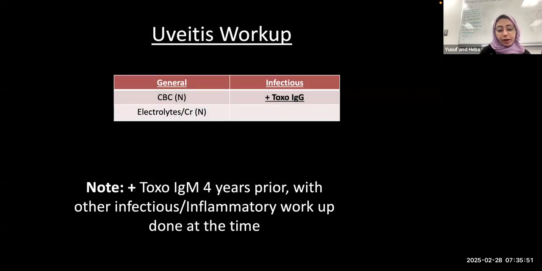For us, we kept the workup pretty focused. I did some digging into the case and actually found that he had a positive IgM 4 years prior, and he had a huge uveitis workup at the time as well. So I'm assuming that the hyperpigmented area is from when he probably presented and received some form of eye care or some sort of workup at the time.